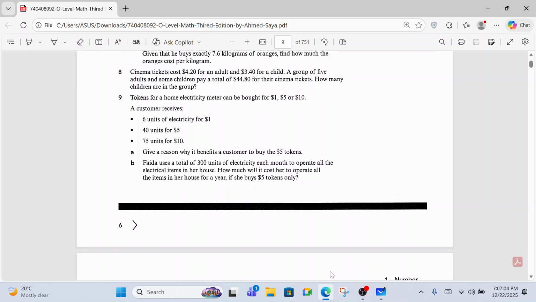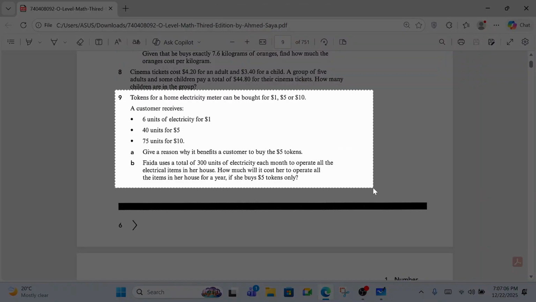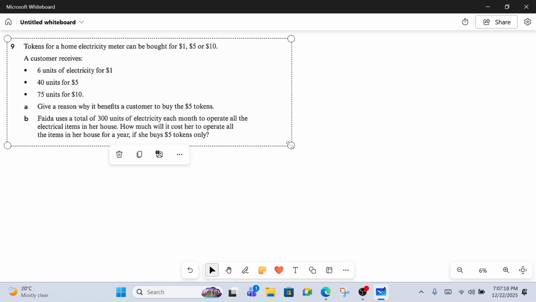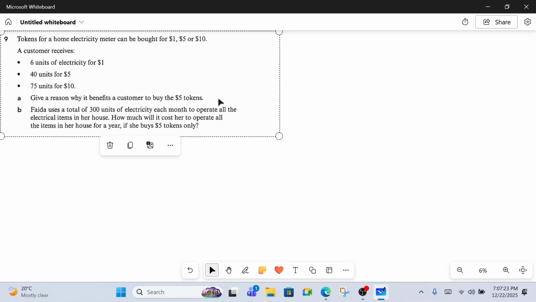Okay, let's get rid of this old question out of here. And moving on to the final question, question number 9. This is also a calculator question again. Feel free to use your calculator. So just make it a little big there. Okay, so what does the question say? Tokens for a home electricity meter can be bought for $1, $5, or $10. A customer receives 6 units of electricity for $1, 40 units for $5, 75 units for $10. So question number 9A asks us to give a reason for why it benefits the customer to buy $5 tokens.